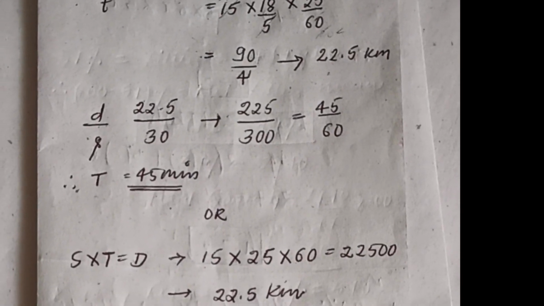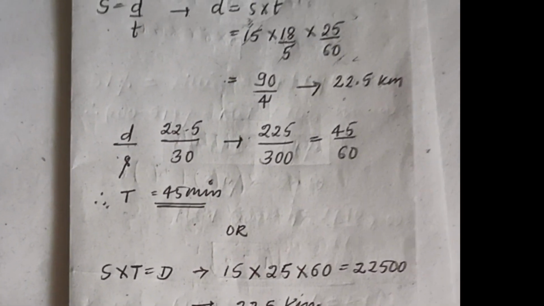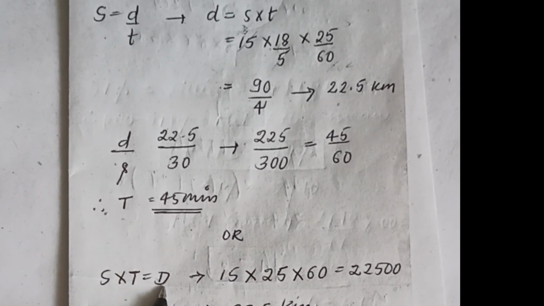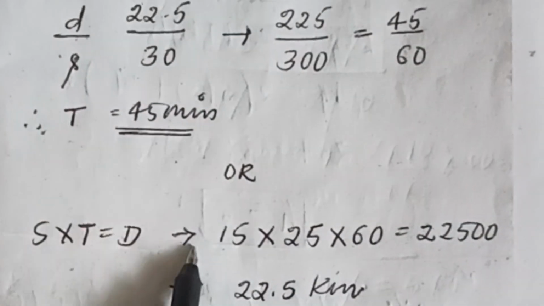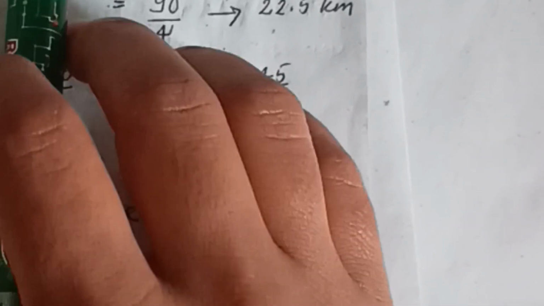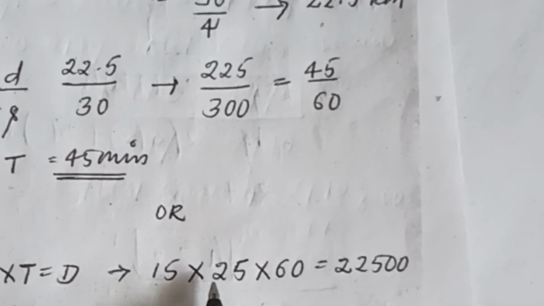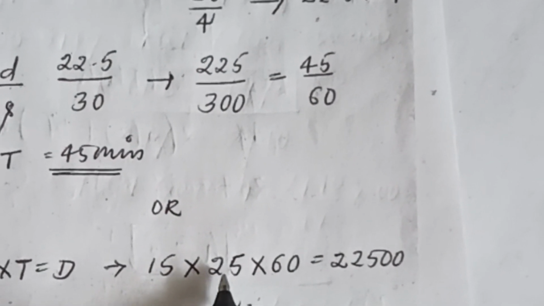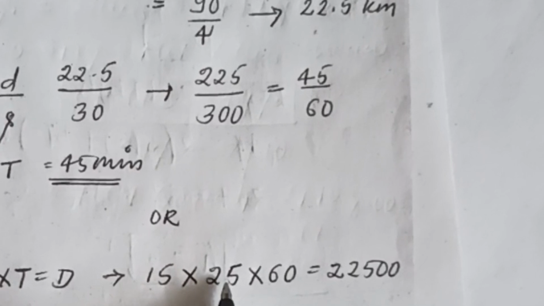Or we can do it in another method also, which is almost the same. We know that distance will be equal to speed into time. So I have written 15, which is 15 meter per second, and I am multiplying it with 25 minutes.